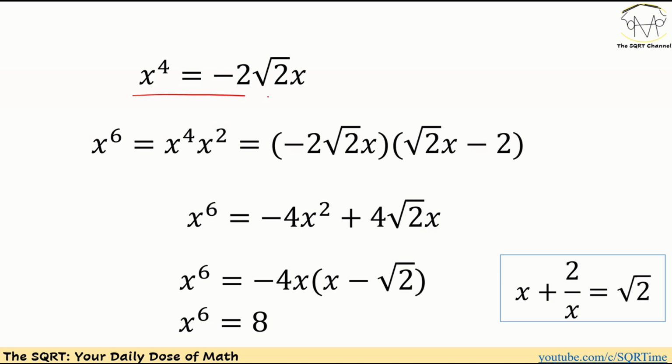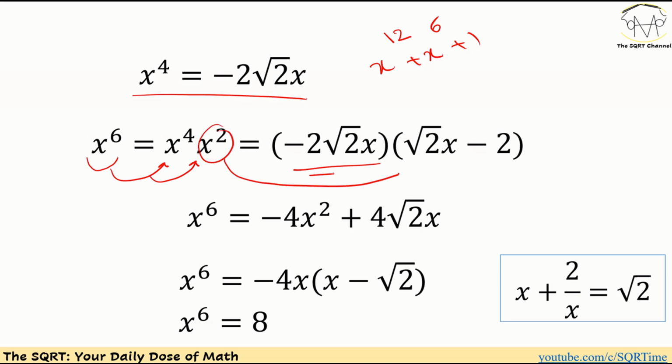Now, this is the last thing that we found. And remember, we wanted to find x to the power of 12 plus x to the power of 6 plus 1. I already have x to the power of 4. And I'm going to continue my way towards x to the power of 6 and x to the power of 12. To do this, let's start with x to the power of 6. x to the power of 6 can be written as x to the power of 4 times x to the power of 2. Now, I already know what I have for x to the power of 4. This is given. For x to the power of 2, I use what I had before. And now I need to simplify it.